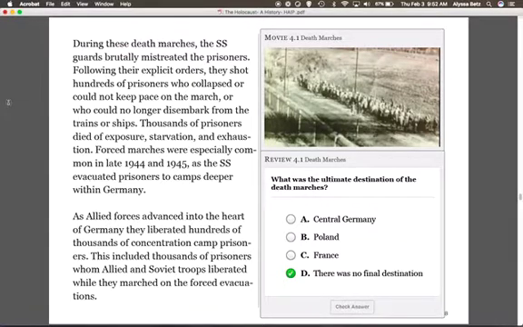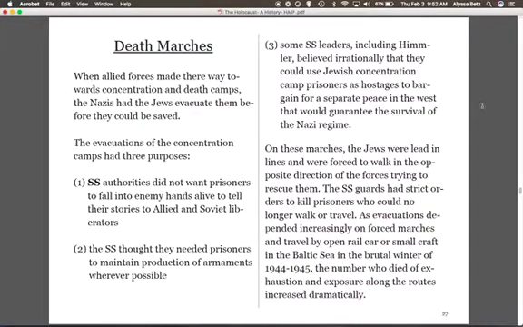Forced marches were especially common in the late 1944 and 1945 winter as SS evacuated prisoners to camps deeper within Germany. As Allied forces advanced into the heart of Germany, they liberated hundreds of thousands of concentration camp prisoners. This included thousands of prisoners whom Allied and Soviet troops liberated while they marched on forced evacuations. Here we have a video that shows this and explains it in more depth, so you can click on Movie 4.1 and it will give you a broader overview of death marches.